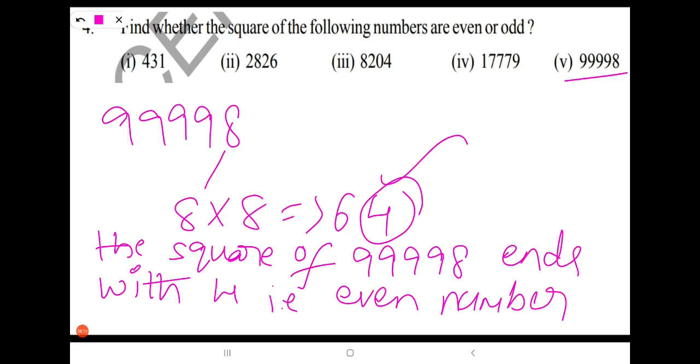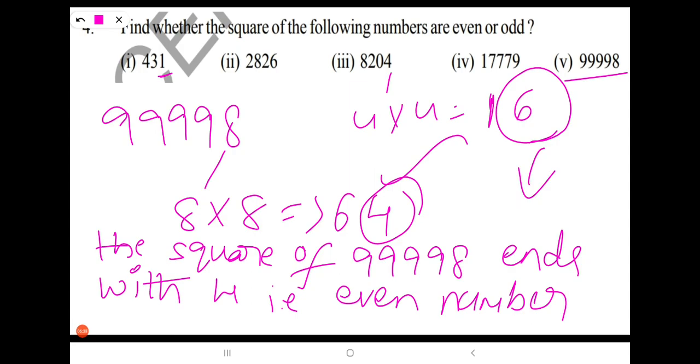So what we have done here, to find whether the square of the following numbers are even or odd: I am taking the units place digit of the given numbers and multiplying it by itself, we get one number, for example here 4 into 4, that is 16. In that we are considering the units place digit. By the units place digit we can say whether it is even or odd. I hope you understand this concept. Thank you.